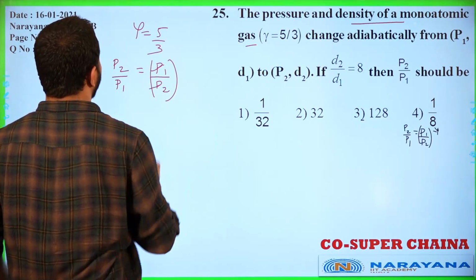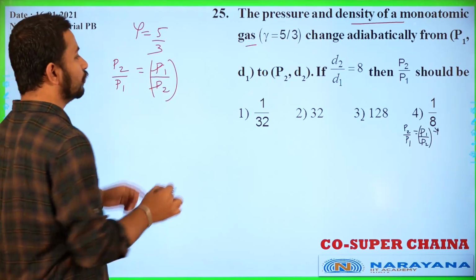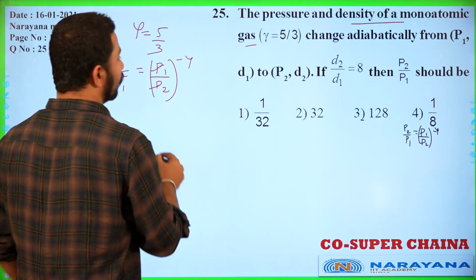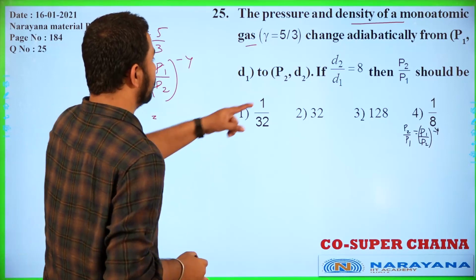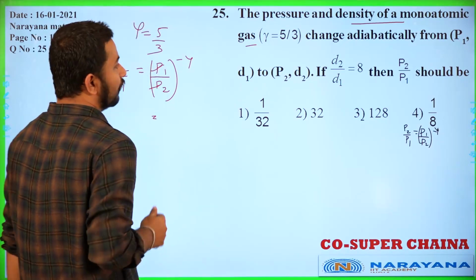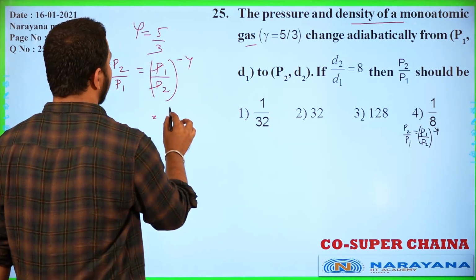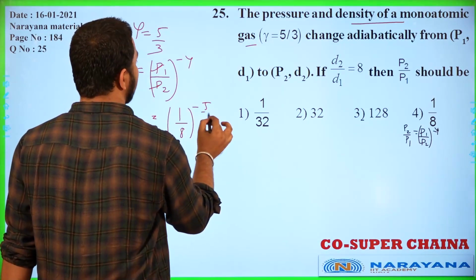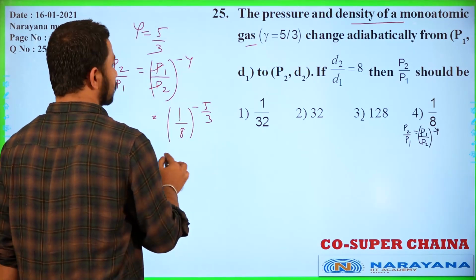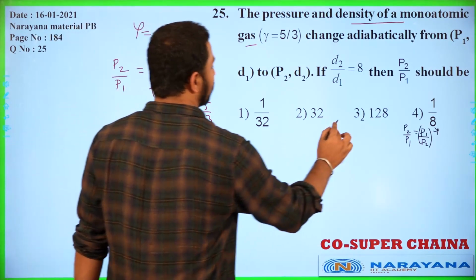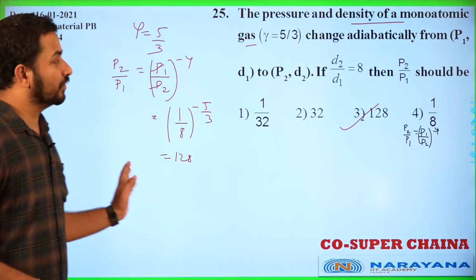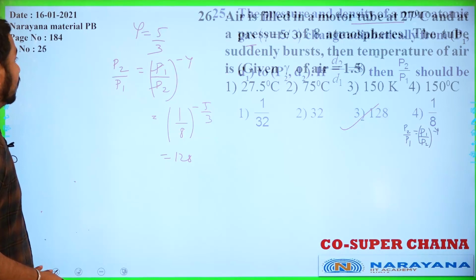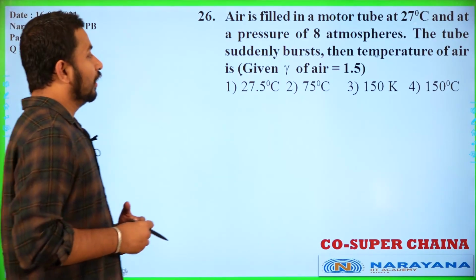It will be P2 by P1 equals (rho 1 by rho 2) to the power minus gamma. We need to substitute the rho 1 by rho 2 values. We can substitute it here. It will be (1 by 8) to the power minus gamma, which is minus 5 by 3. So if you substitute all this, we will get the answer as 128, and that will be the required answer for this question, student. So this is how you have to proceed on this one. Let's proceed to the next question.